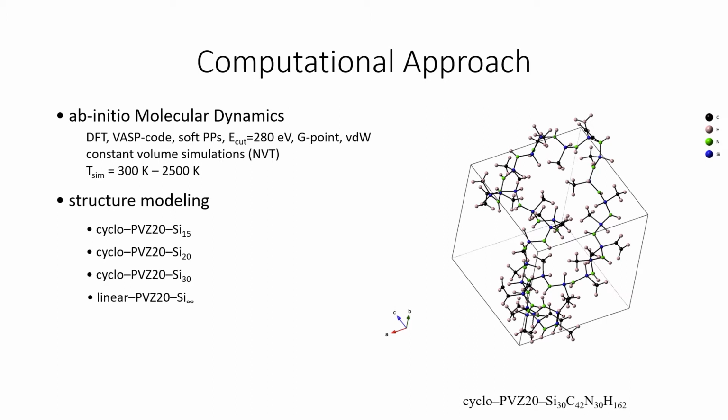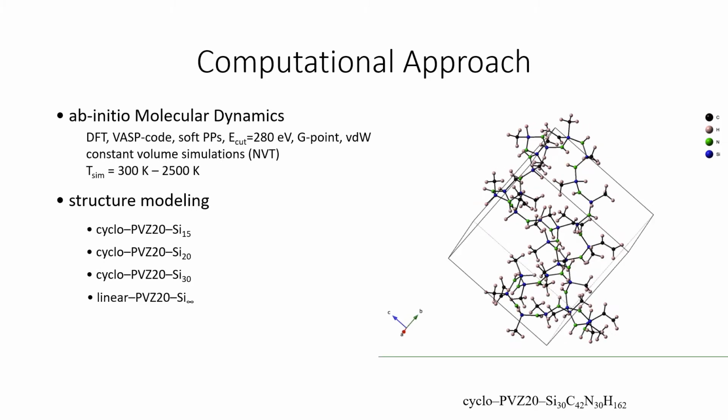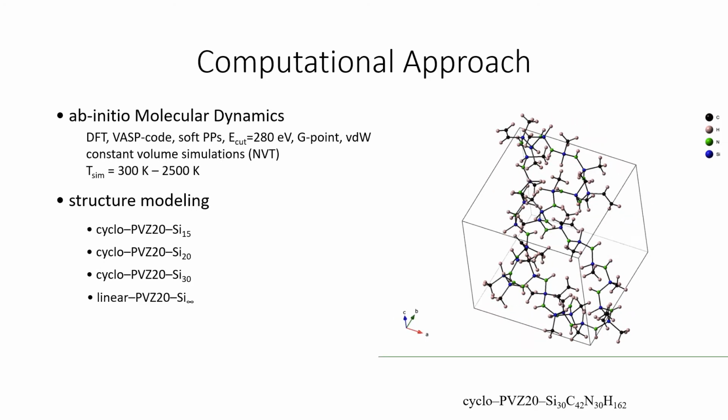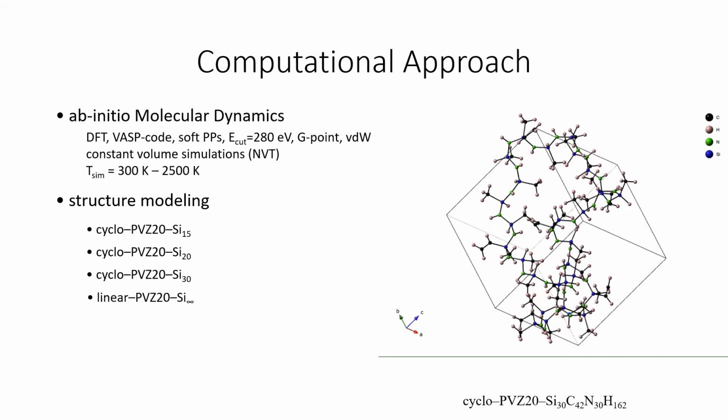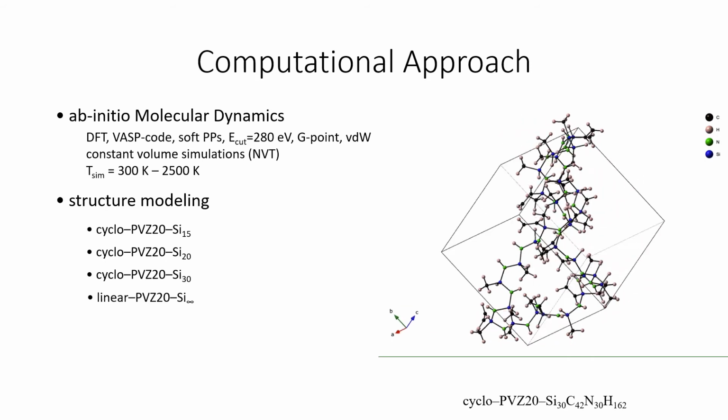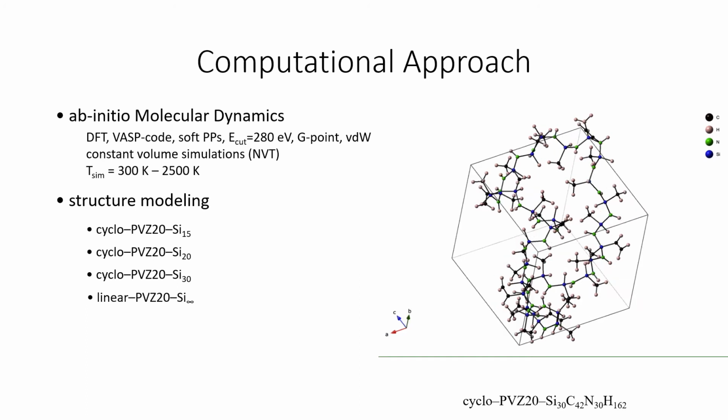I investigated the cross-linking and pyrolysis of different models in order to gain confidence in the validity of my observations. At the bottom right, one particular model of the Ceraset PVZ20 is shown. It's a cyclic polysilazane containing 30 silicon atoms, with 20% of the silicon bonding to vinyl groups. There are 6 such vinyl groups in this model.